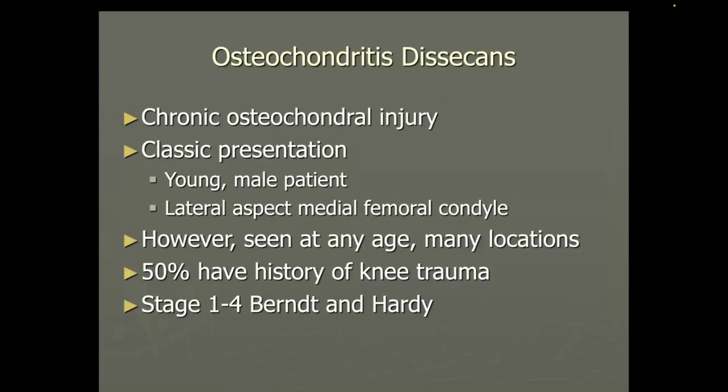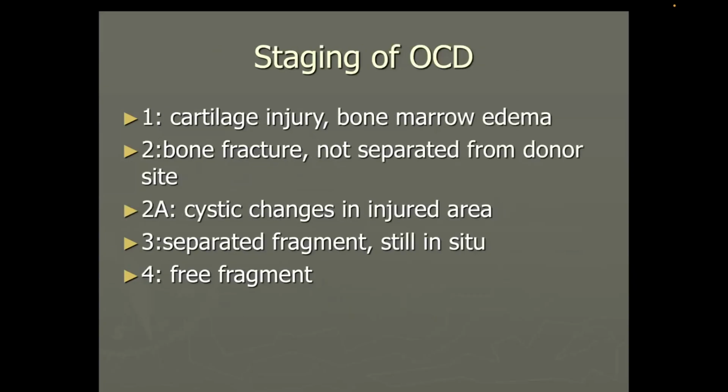And then osteochondritis dissecans, again, classic presentation, a young male patient, lateral aspect of the medial femoral condyle. Can be seen symptomatically at any age, but again, we know that to be the site of congenital problems. About 50% will report some sort of knee trauma. You can stage them. This is the Burton-Hardy classification: 1, cartilage injury with bone marrow edema. Number 2, bone fracture but no separation. 2A is cystic changes. 3 is a separated fragment, and 4 is a free floating fragment. There's other staging options. This is one that works pretty well when you're just reviewing MRIs to see what they have.